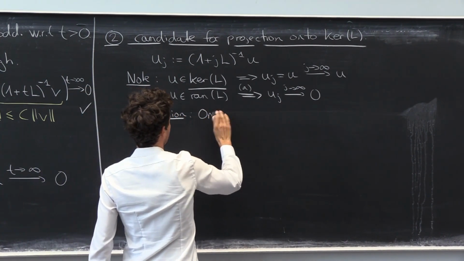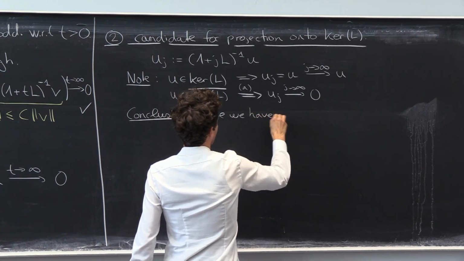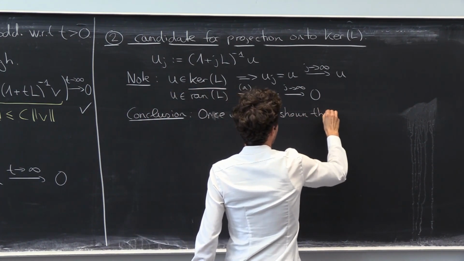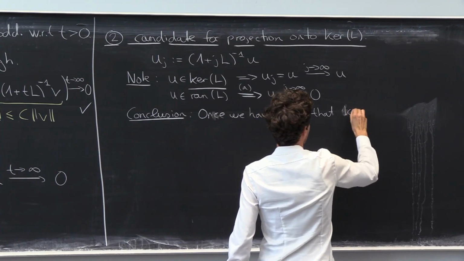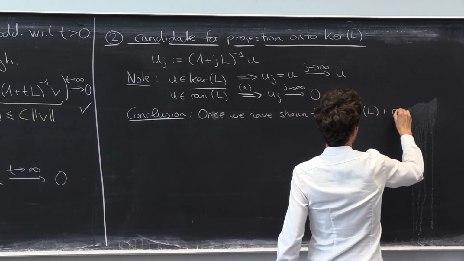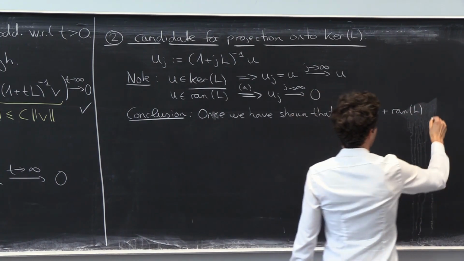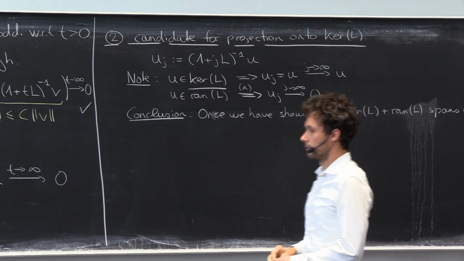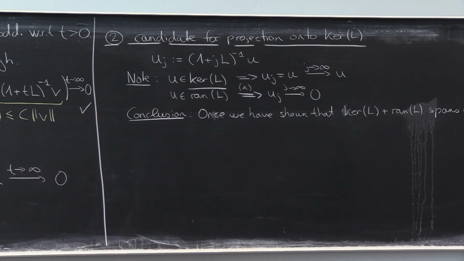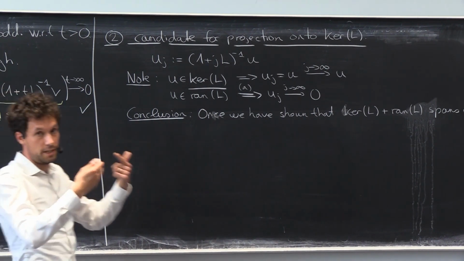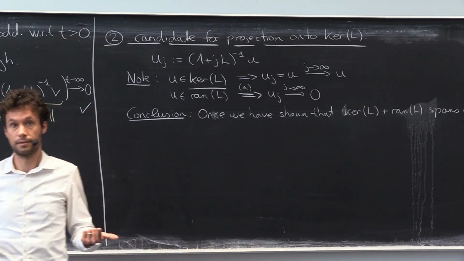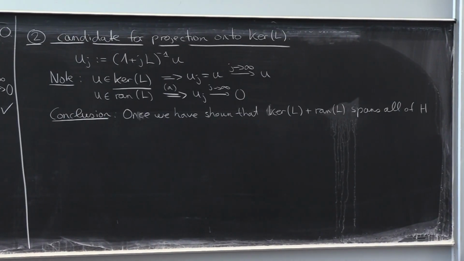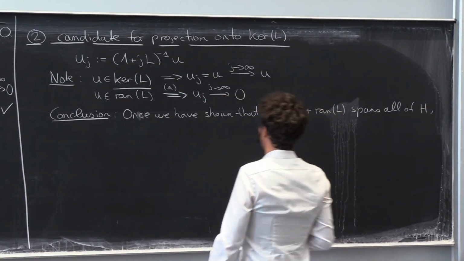So once we have shown that the kernel of L plus the range of L spans all of H, then it follows that this limit exists for every element in H, and that the limit of these u_j is precisely the projection onto the kernel, because it does precisely what it should do. Okay.